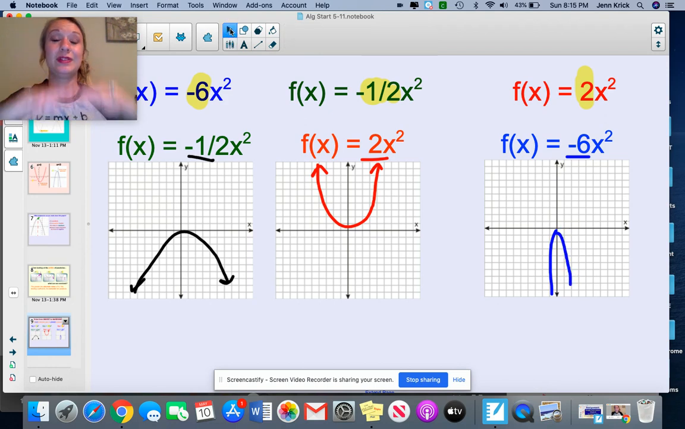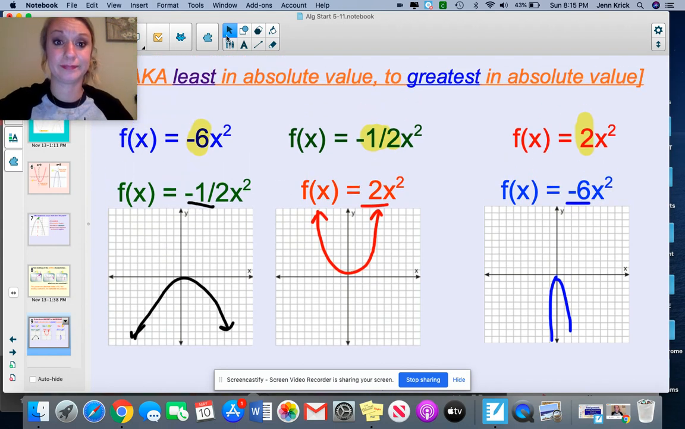So the smaller the absolute value of the number, the wider the parabola. The greater the absolute value, the narrower. I know it seems like it's the opposite, but welcome to math.